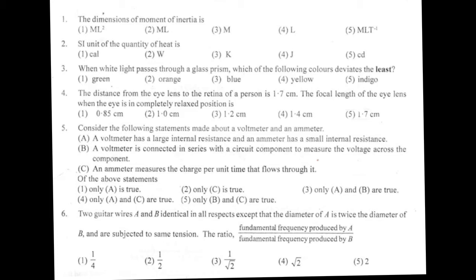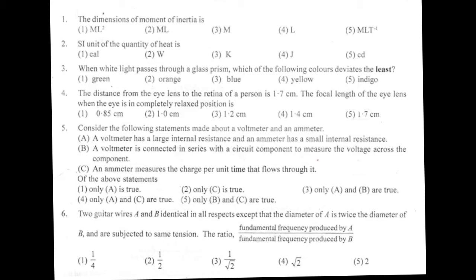The distance from the eye lens to the retina is given. They ask for the focal length of the eye lens when the eye is in completely relaxed position. When the eye is in completely relaxed position, the person is looking far. When the person is looking far, the parallel light rays coming to the lens converge at the retina. So the answer is 1.7 centimeter, that is 5.